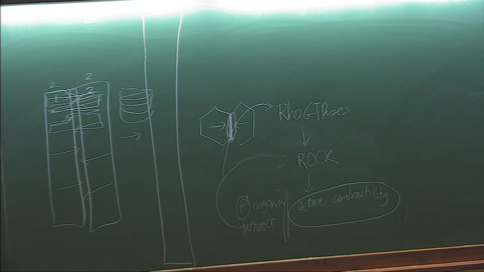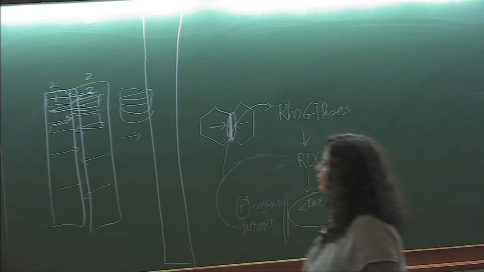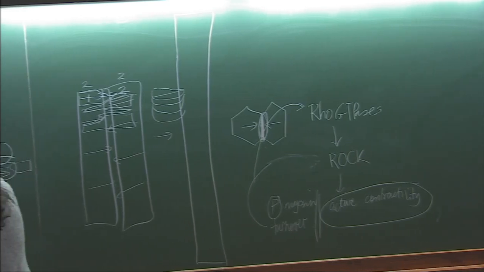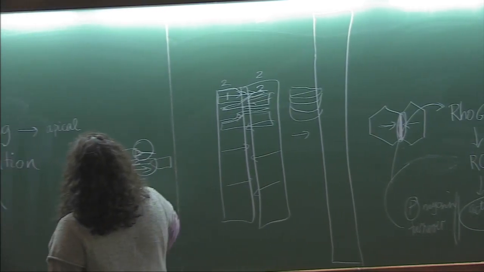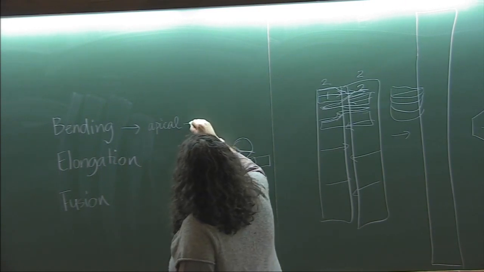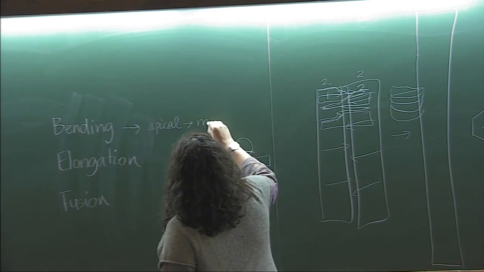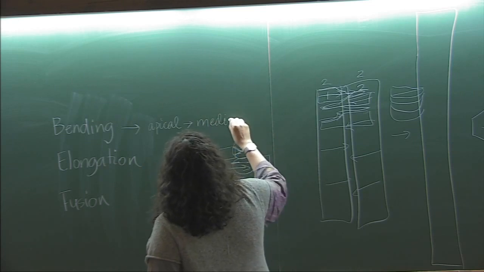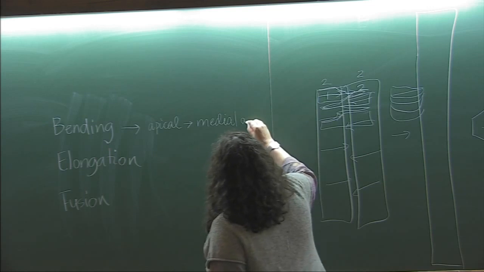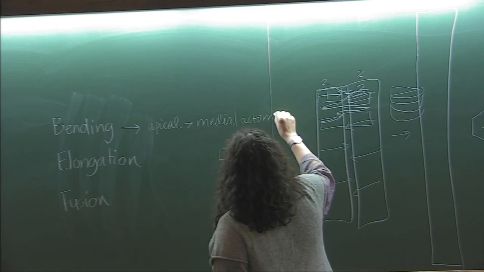So if we saw till now that bending requires spatial restriction of contractility to the apical end of a cell. And in particular, it influences or it's dependent on medial actomyosin complexes.